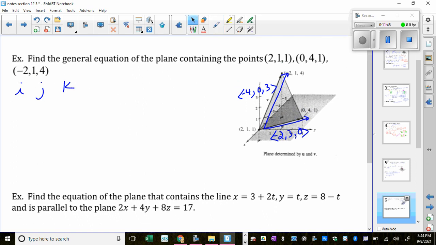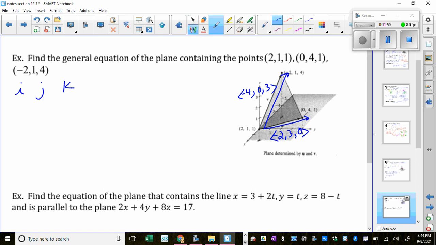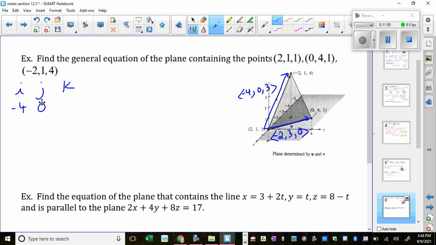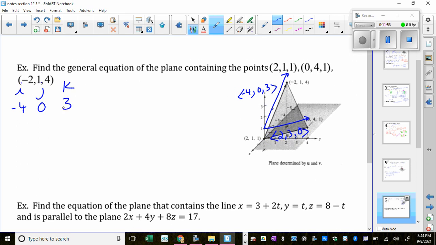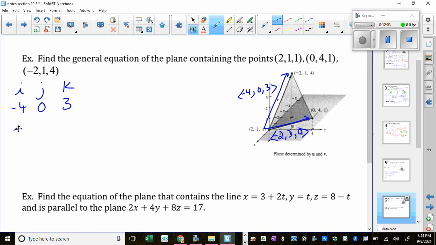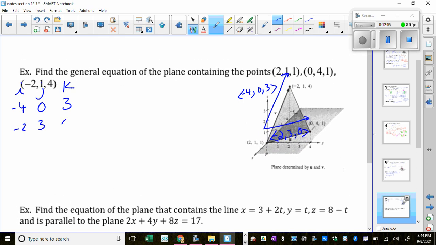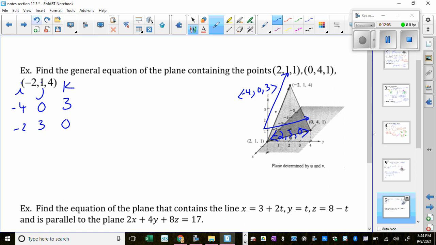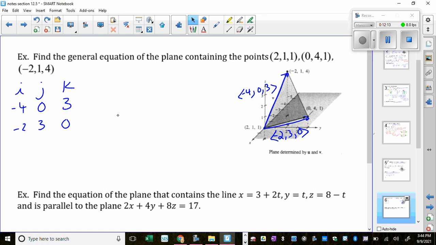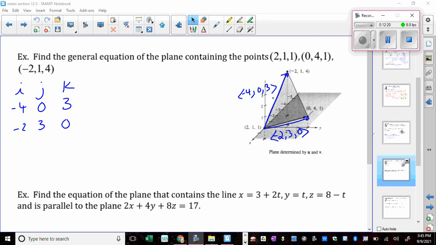All right, so I, J, and K. And let's see. So I have my negative 4, 0, 3. All right. And underneath I have my negative 2, 3, 0. All right. Okay. So cross product. If I want my cross product, then I cross off the I column. So remember, I'm doing the determinant of this thing.